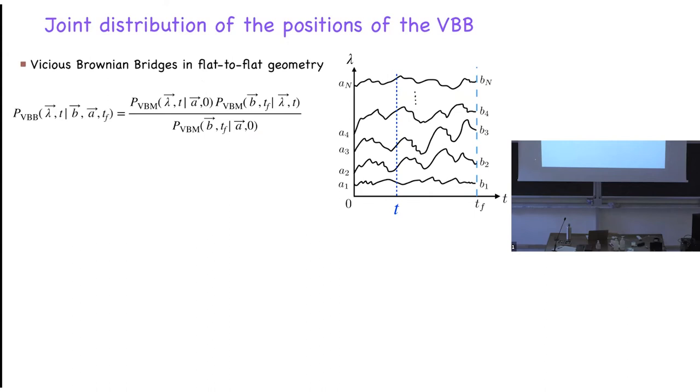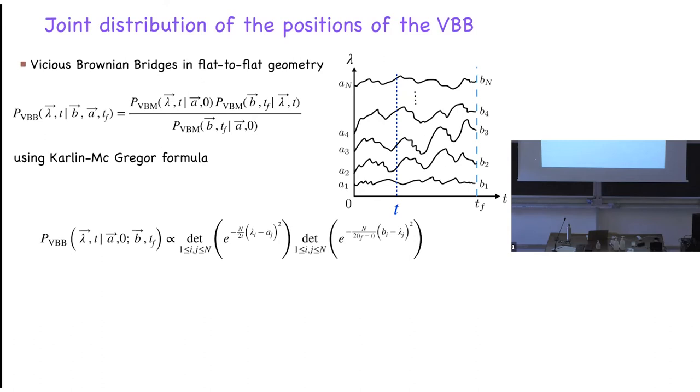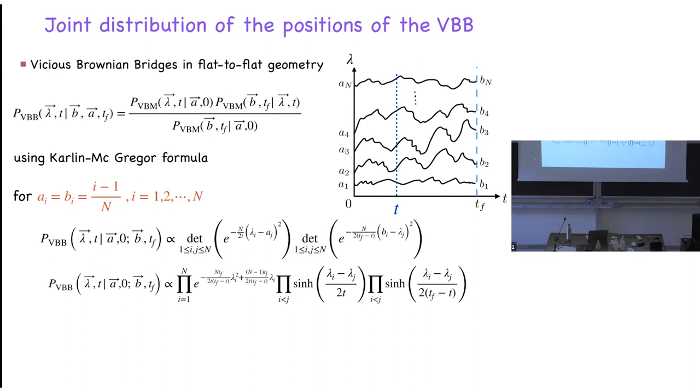Now here I have the vicious Brownian motion, so these are just non-intersecting Brownian motions. In this case, we know that these can be written in terms of a determinant using the simple Karlin-McGregor formula. As I said before, if the A_i and B_i are just (i-1)/N, or linear in i, then when you expand the square here, the non-trivial term is the cross term which couples lambda_i and a_j, and this comes to the power i. That means that these are simply Vandermonde determinants, and you can evaluate and manipulate them, and eventually you get this nice formula here.